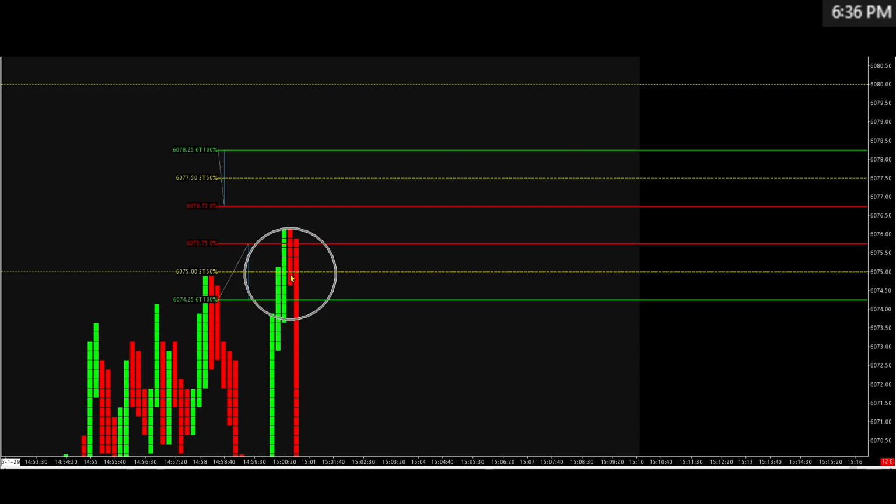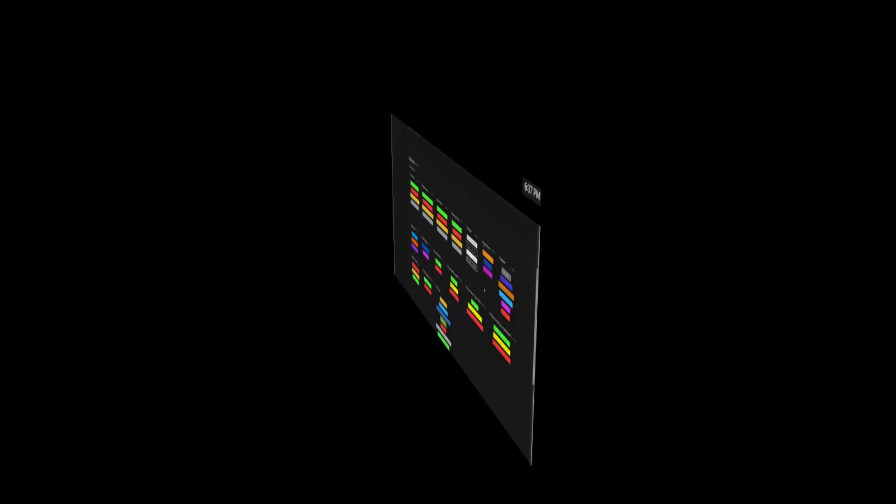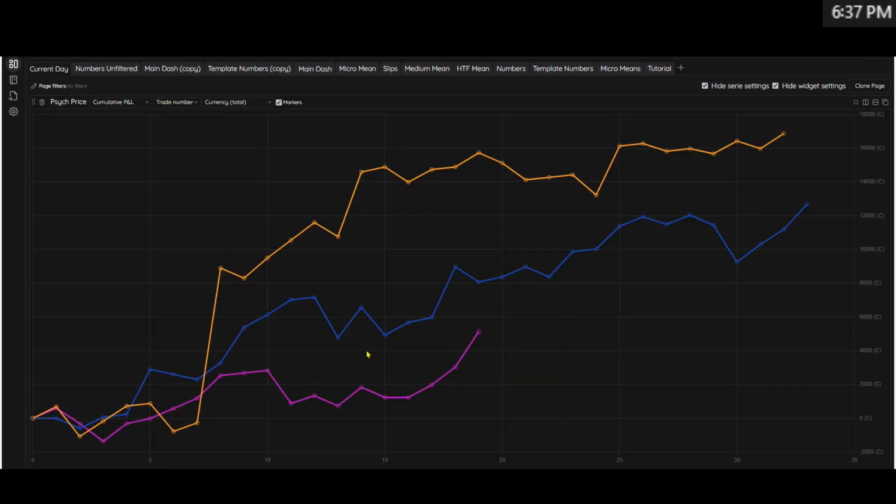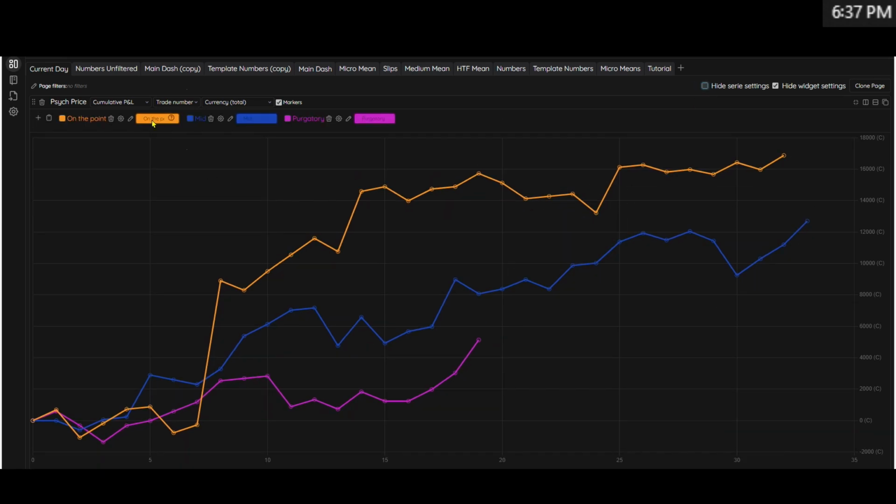Purgatory is between the psych price tag, which is called on point, and the mid tag. So it's this area that's kind of in between. So I want to know, is there something going on with psych prices that may lead to more edge? And so far, there really isn't. These are all of them. The on point tag up here, we'll do this so you can see it. On point being the orange, mid blue, and pink being purgatory.